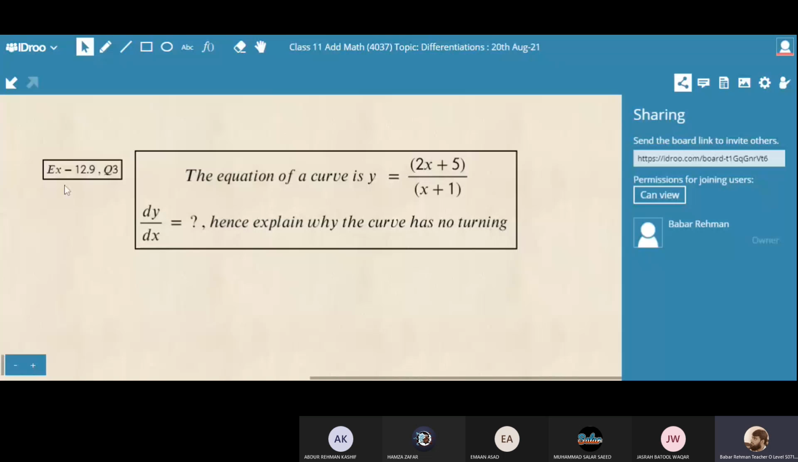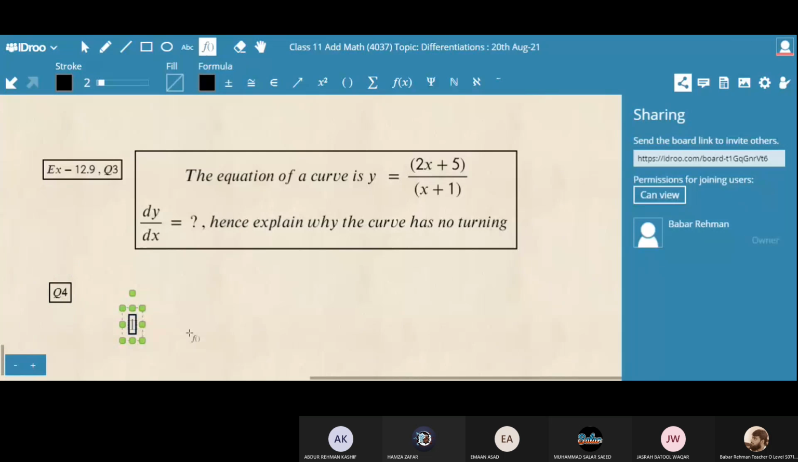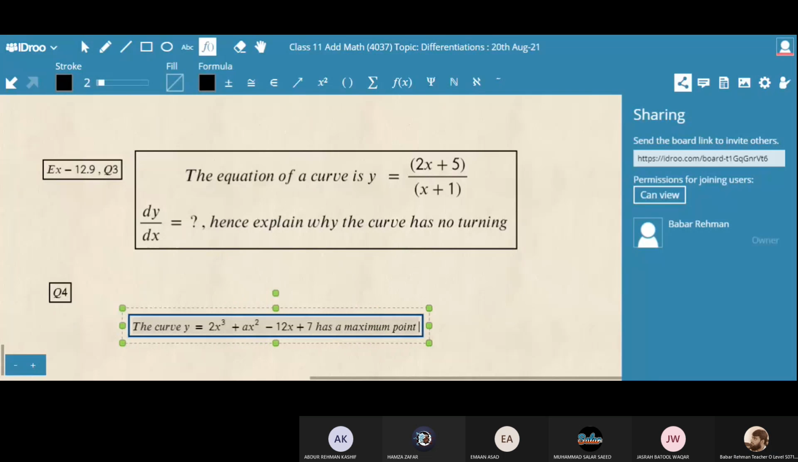Now question number 4. The curve y is equal to 2x cube plus ax square minus 12x plus 7 has a maximum point at x is equal to minus 2. Find the value of a.